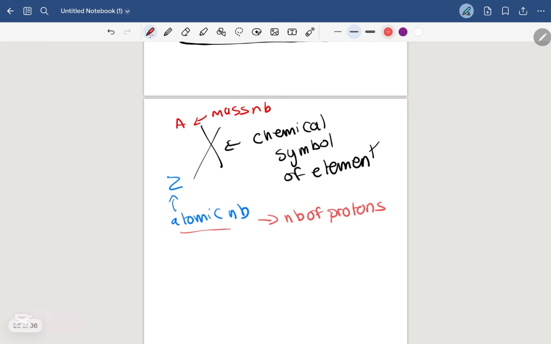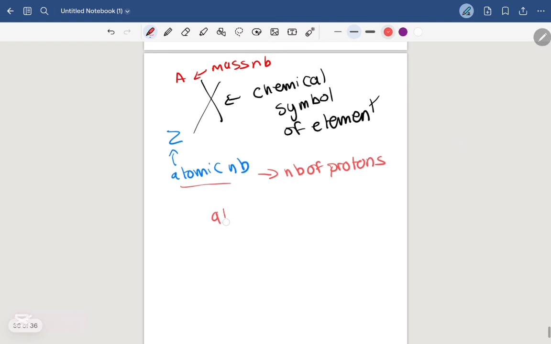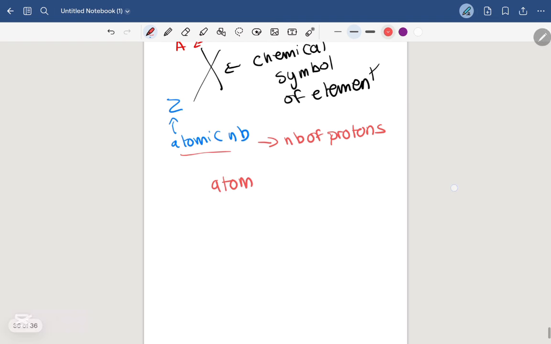Now, let us say that we are dealing with an atom. In the scenario that we're dealing with an atom, the total charge is supposed to be equal to 0. Why? Because the protons are supposed to be equal to the electrons.